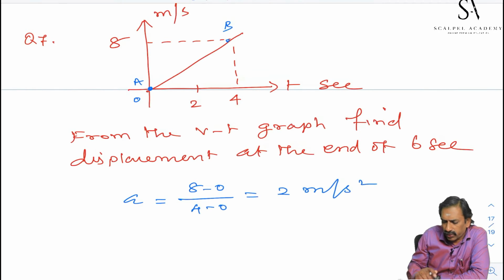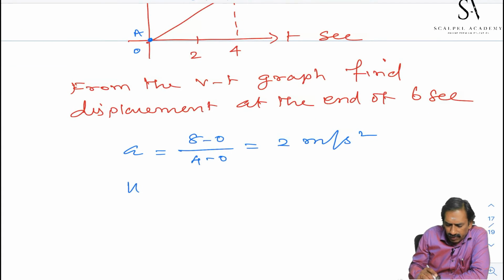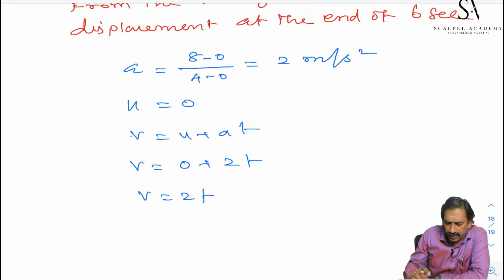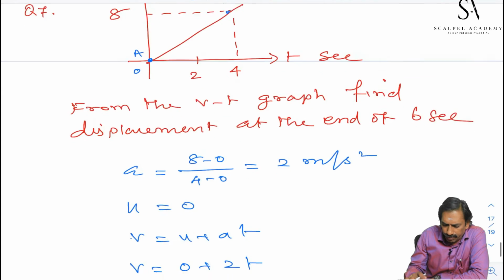meter per second square. Initial velocity is equal to 0, therefore from the V is equal to U plus AT form, you can get it, that is 0 plus 2t. V is equal to 2t. This is the velocity time relation.